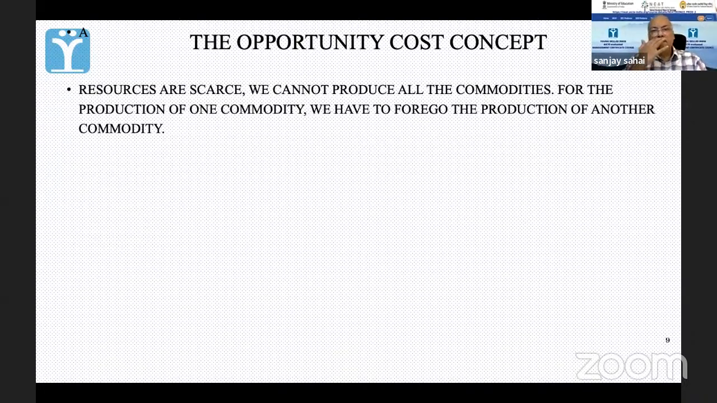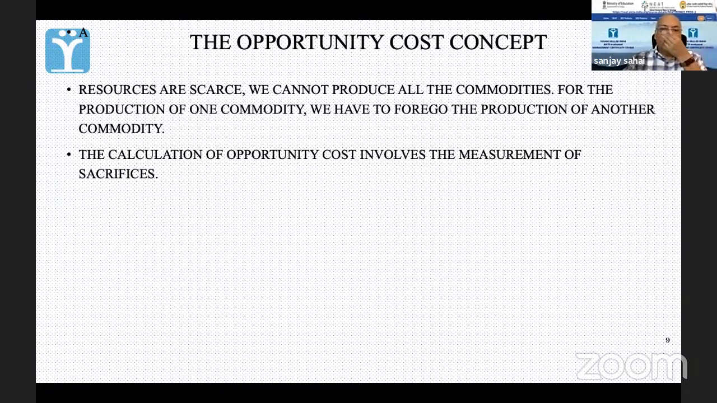So let's take this. Resources are scarce. We cannot produce all the commodities. For the production of one commodity, we have to forego the production of another commodity. So you would like to produce a whole range of products. But given the resources that you have, which would be your own capacity, the human resources, the financial resources, it is not possible for you to produce that entire range of products that you would like to.